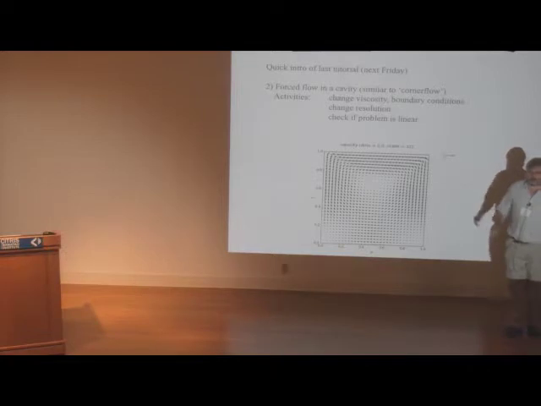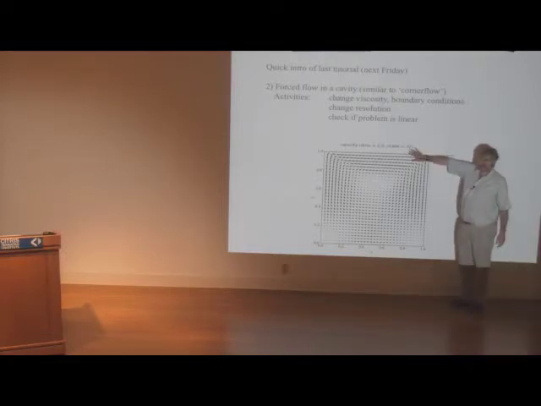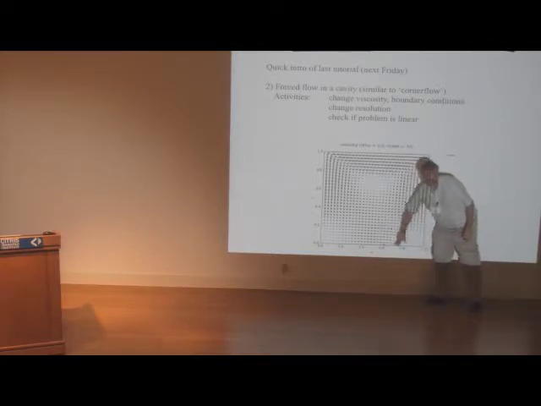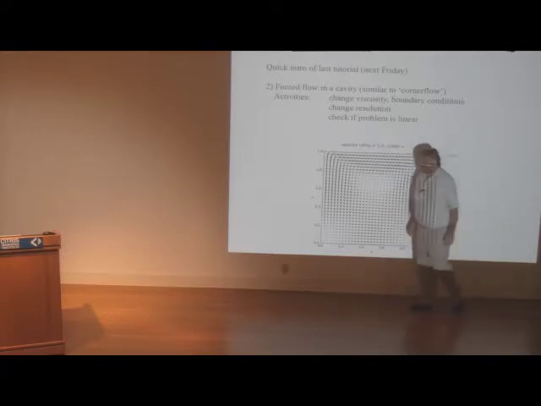This is a typical type of benchmark for Stokes problems. And again, we can change the velocity, we can change the resolution, we can change the boundary conditions. In this case, you see the fluid moving at the bottom. That's called a free slip. The fluid is allowed to move. You can make this rigid and see what happens. Those are just some things to play with.